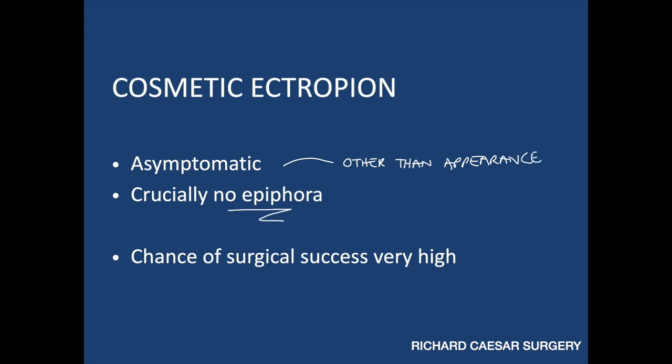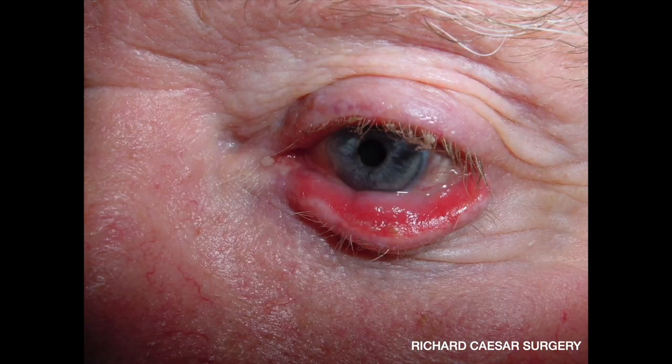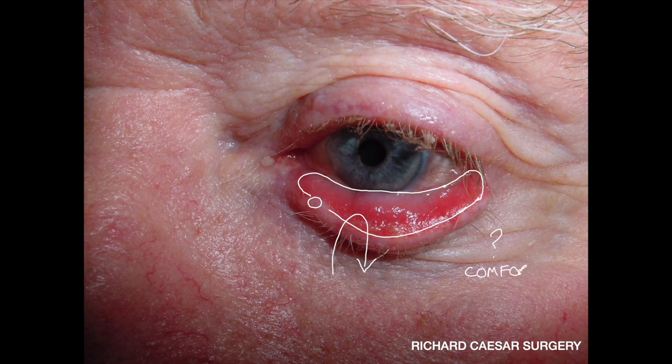They're often sent in by their family because it's their friends and family who comment on them about the positioning of their lower lid. And the chance of success here is very high, even if the ectropion is a full tarsal ectropion like this. So here you can see the tarsus is completely inverted, it's upside down, the punctum's nowhere near the eye, and yet it's quite unusual. Patient presenting like this can in fact be completely comfortable.